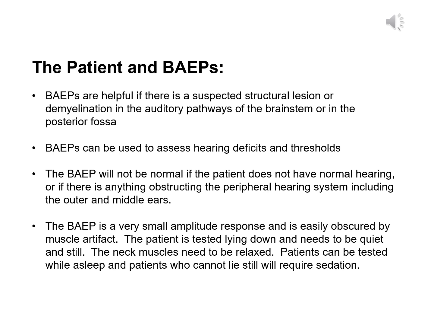The brainstem auditory response is a very small amplitude response, and so it's very easily obscured by muscle artifact. And so the patient is usually tested lying down with the head and neck supported. The patient needs to be quiet and still, and the neck muscles and the jaw need to be relaxed. Patients can be tested while they're asleep, and patients who cannot lie still will require sedation.